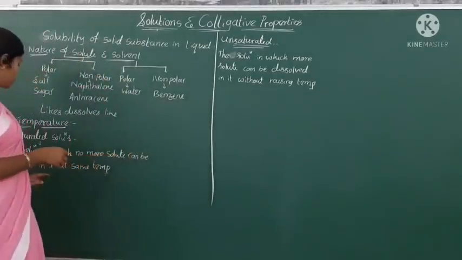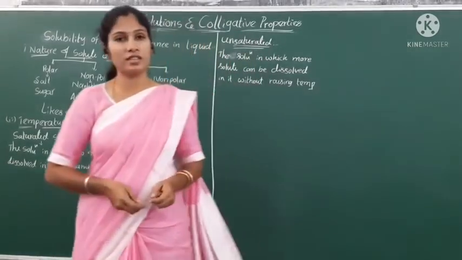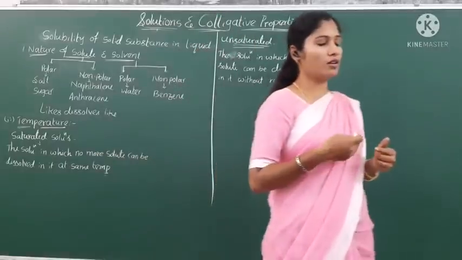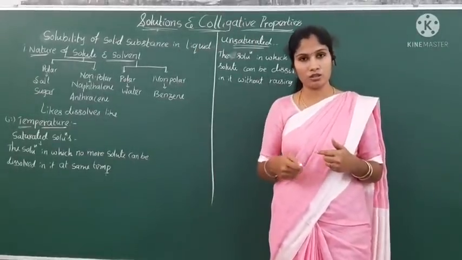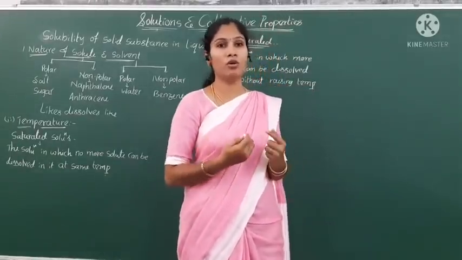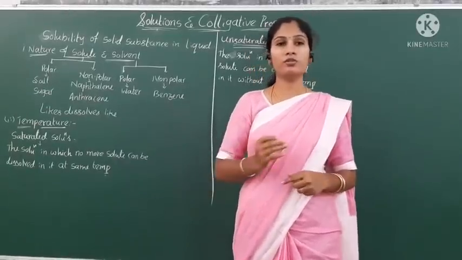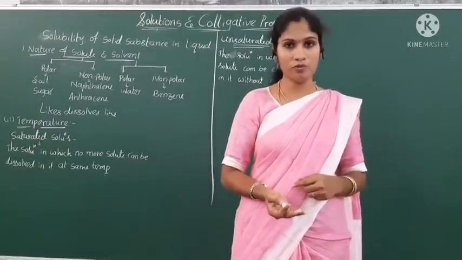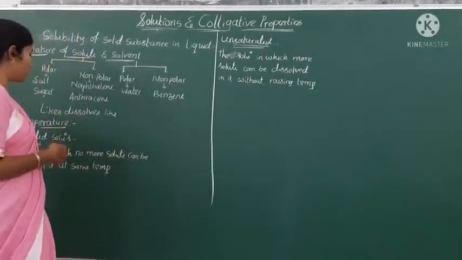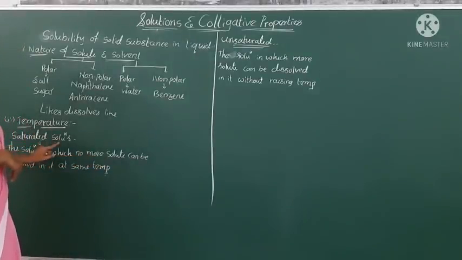So a saturated solution is nothing but the solution in which no more solute can be dissolved at the same temperature. That means after continuous addition of the solute to the solvent, the solution will reach a point where it cannot dissolve more solute at the same temperature. Here we are not changing the temperature and also not changing the quantity of solvent. At that situation the solvent cannot dissolve more solute. That solution is called a saturated solution.